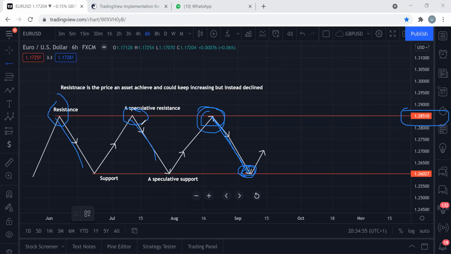So you understand? And as it's declining, when it gets to a particular level that it always gets to and starts rising, let's say the first year it gets to this level, see the price here, which is 1.26027.